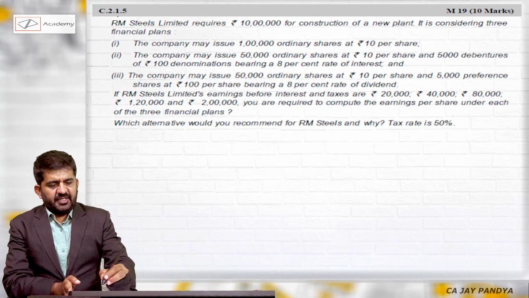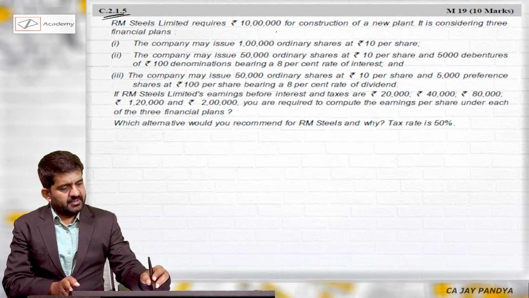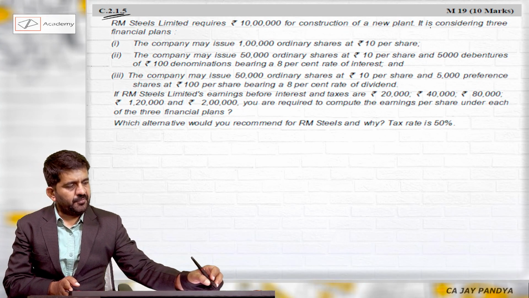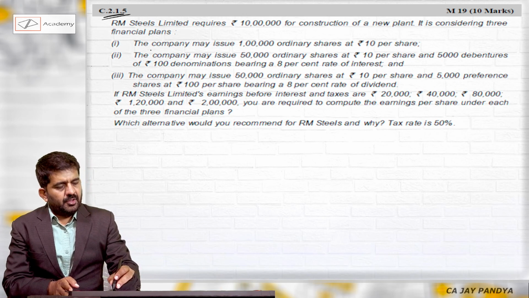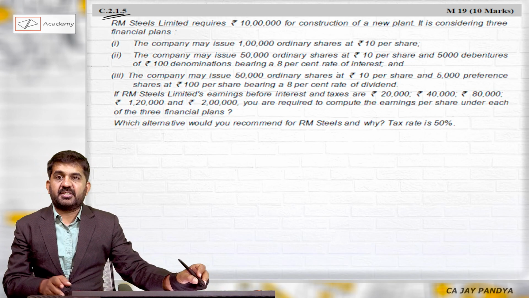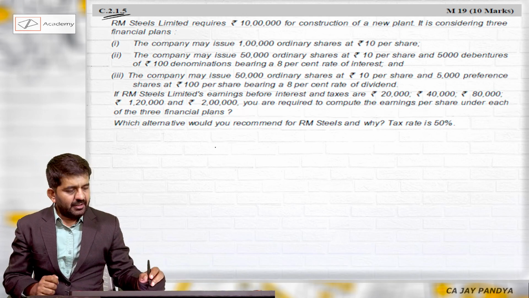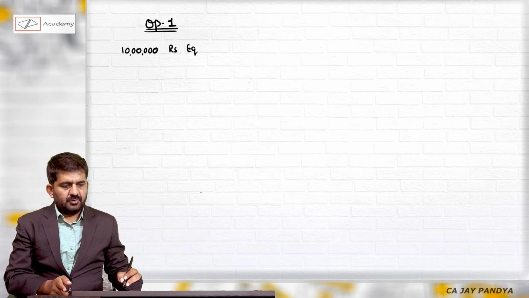Next question, C 2.1.5. RM Steel Limited requires 10 lakhs for construction of a new plant. It is considering three financial plans. The company may issue 1 lakh ordinary shares of rupees 10 each, total equity. Option number 1: 10 lakhs equity.